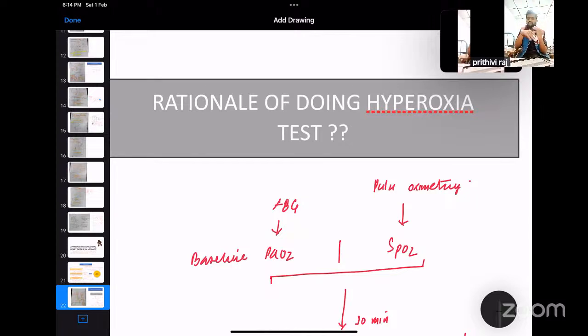In previous classes, when we were discussing prostaglandin, we will be discussing prostaglandin in detail. The point is that when you have a ductus dependent circulation, what is meant by ductus dependent circulation? We have two types of circulation. One is systemic circulation.